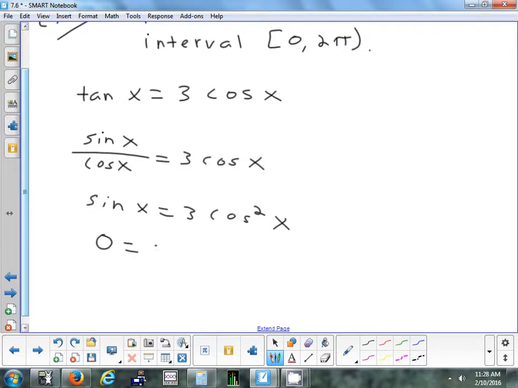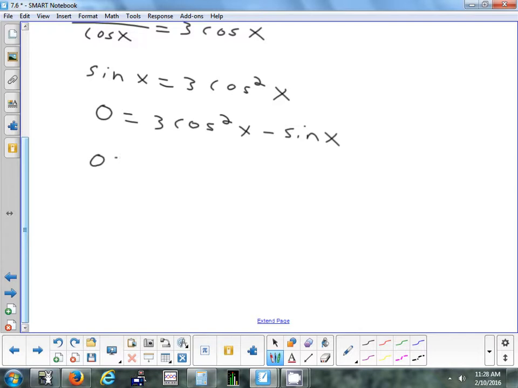All right, so we're going to have 3 cosine squared x minus sine x. And what could we change cosine squared to? 3 cosine. 1 minus sine squared. So I'm going to plug that in, distribute, and write it in descending order all at once. So I'm going to get negative 3 sine squared x minus sine x plus 3. Yep. Now this time, I'm not going to waste time trying to factor it because this one doesn't factor.